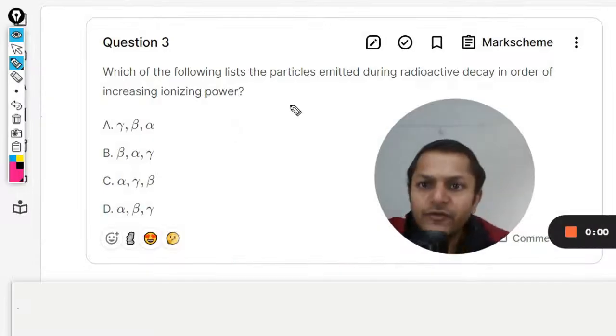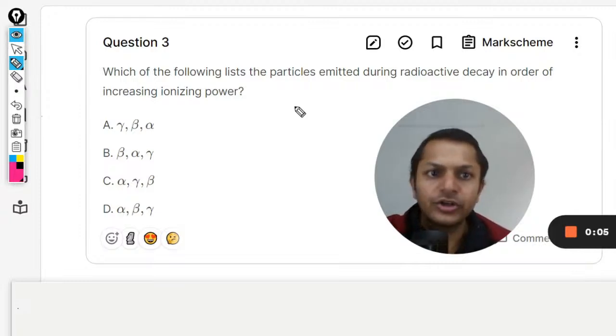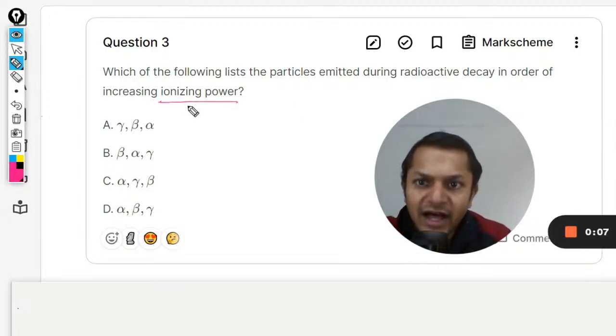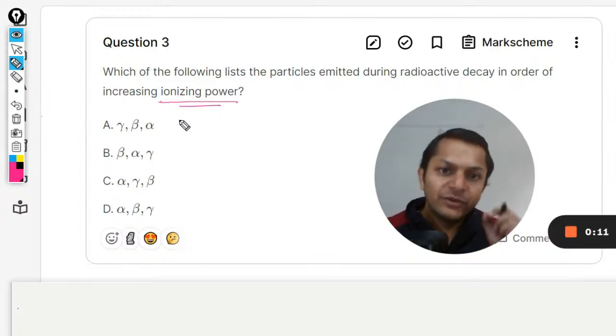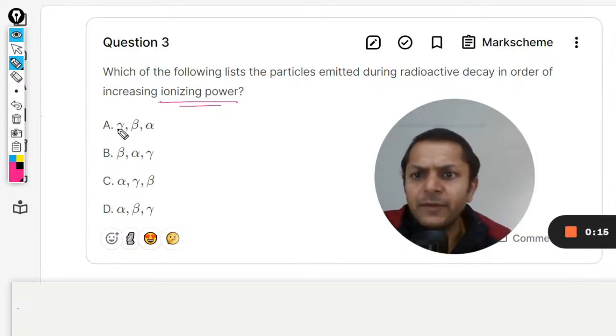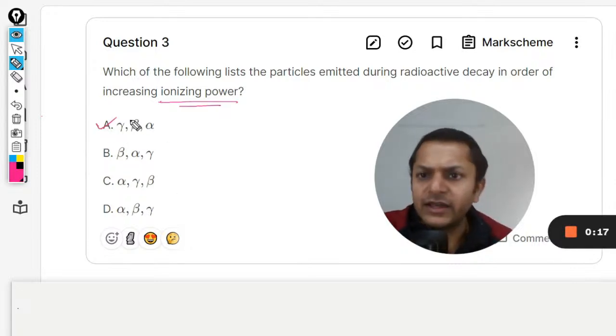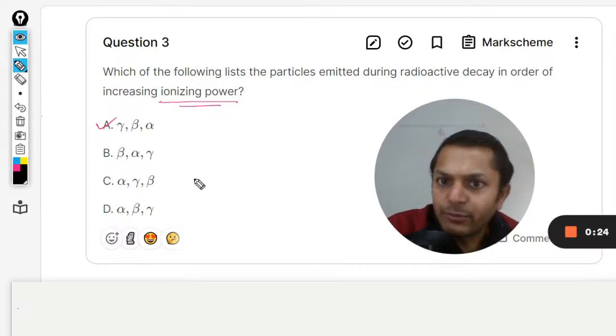In this question, which of the following lists the particles emitted during radioactive decay in order of increasing ionizing power? It's very, very important that we know what ionizing power is. So what is the increasing order? Although the increasing order is given by A, I can clearly see it, gamma, beta and alpha, but we must understand what the ionizing power is.